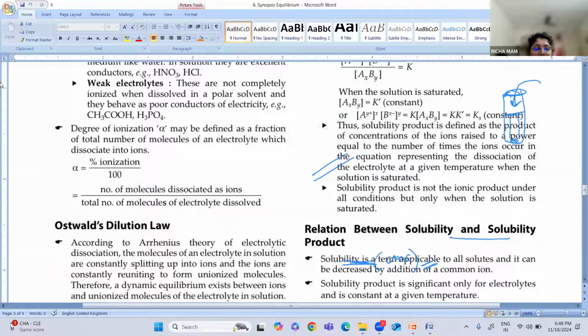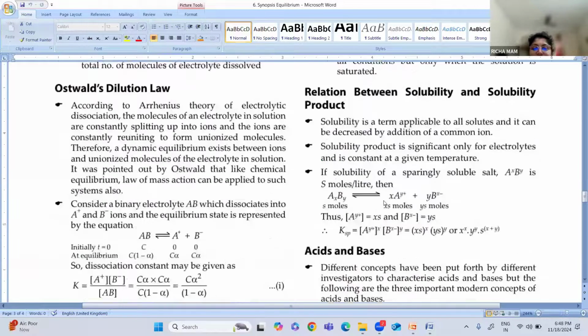Now we have already discussed what is solubility and what is solubility product, so let us see the relationship between them. Solubility is a term applicable to all solutes, and it can be decreased by the addition of a common ion. Solubility product is significant only for electrolytes and is constant at a given temperature. So the definitions here are important.